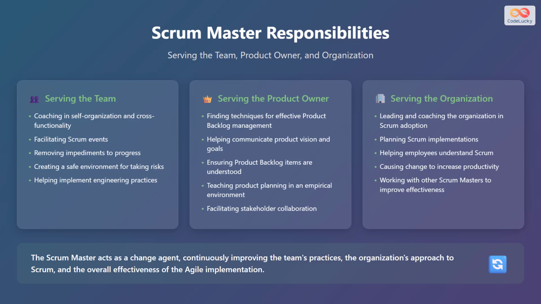The Scrum Master has three major responsibilities. He or she must serve the team, the product owner, and the organization. The Scrum Master will coach the team in self-organization and cross-functionality, facilitate Scrum events, remove impediments to progress, create a safe environment for taking risks, and help implement engineering practices. While serving the product owner, the Scrum Master will find techniques for effective product backlog management, help communicate product vision and goals, ensure product backlog items are understood, teach product planning in an empirical environment, and facilitate stakeholder collaboration.